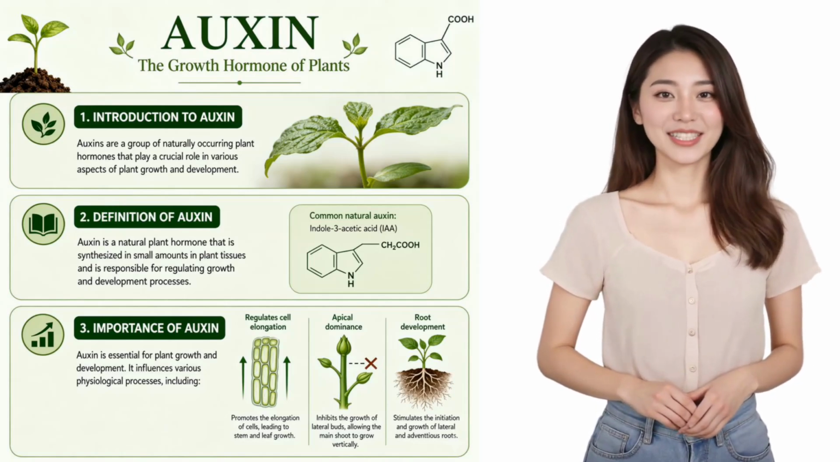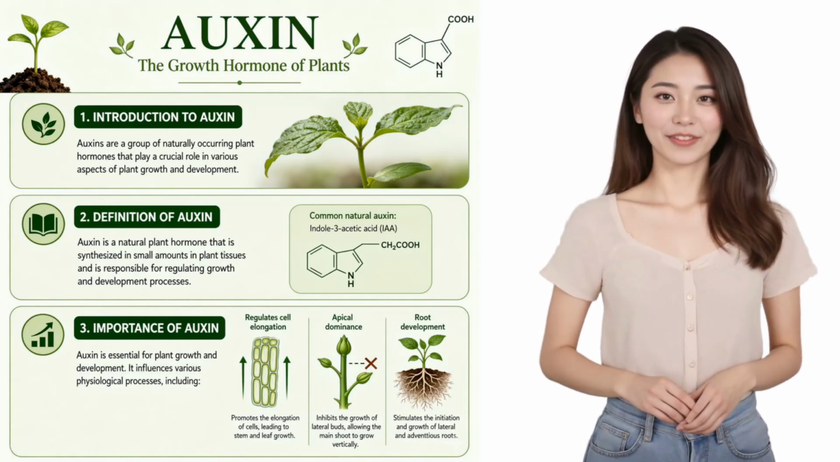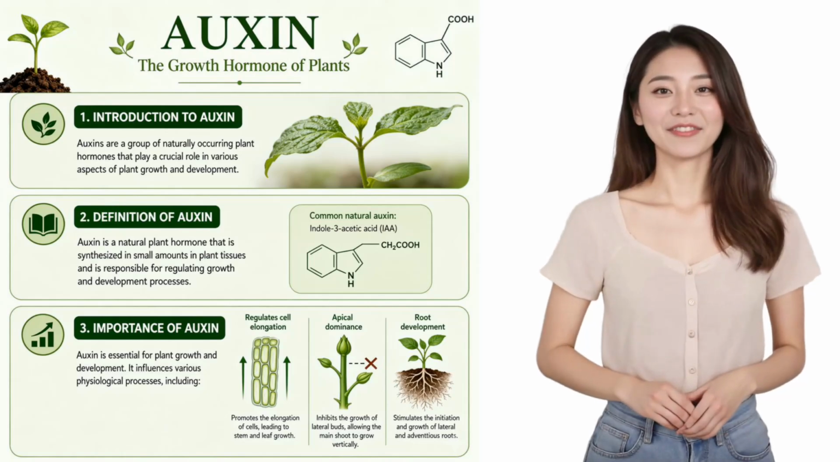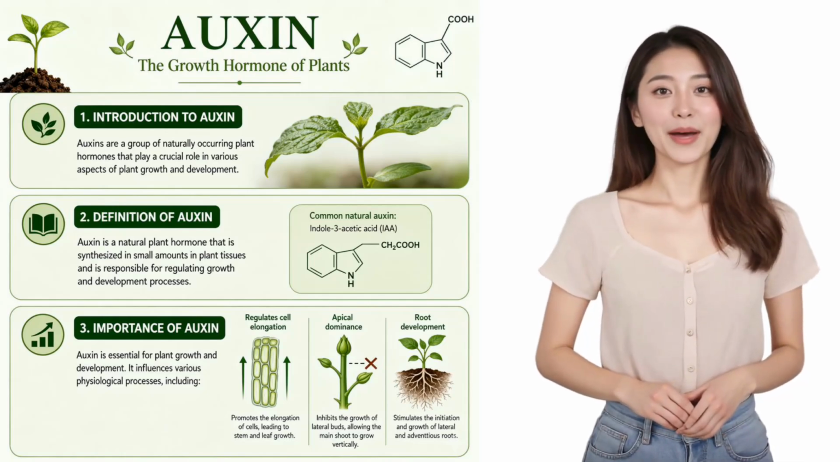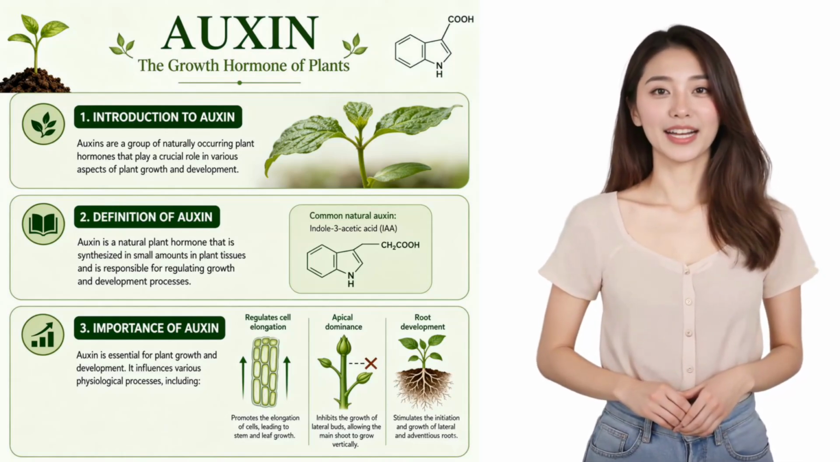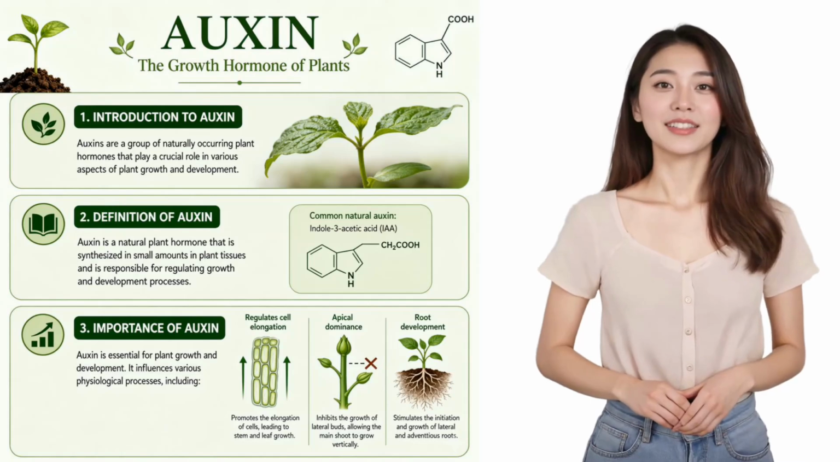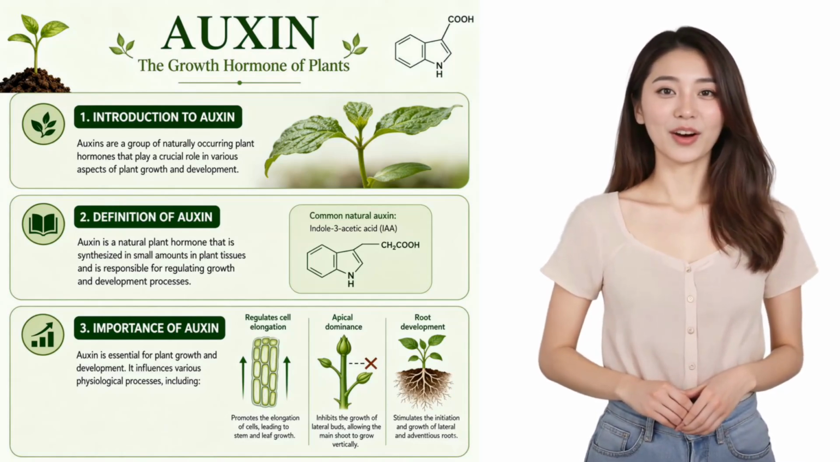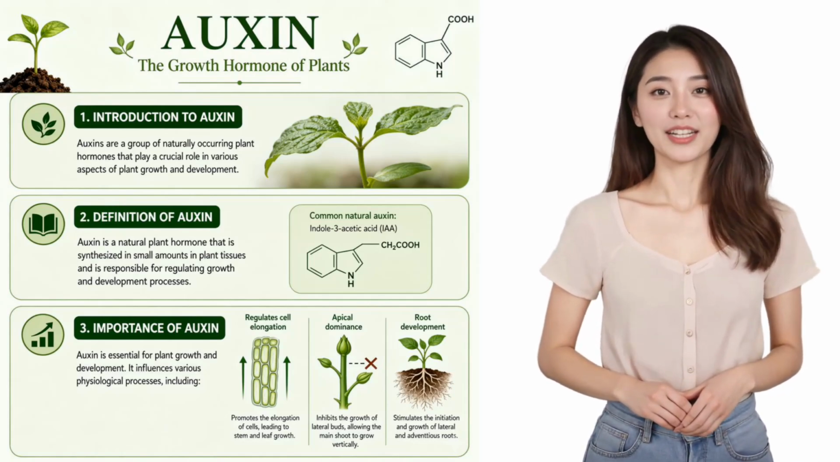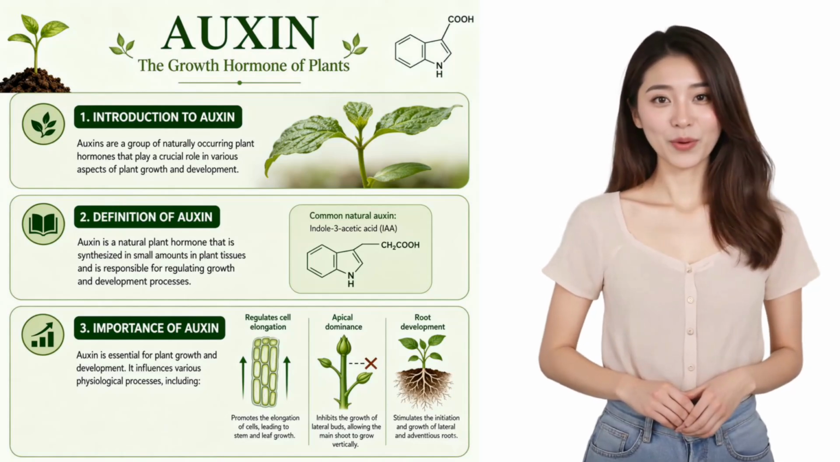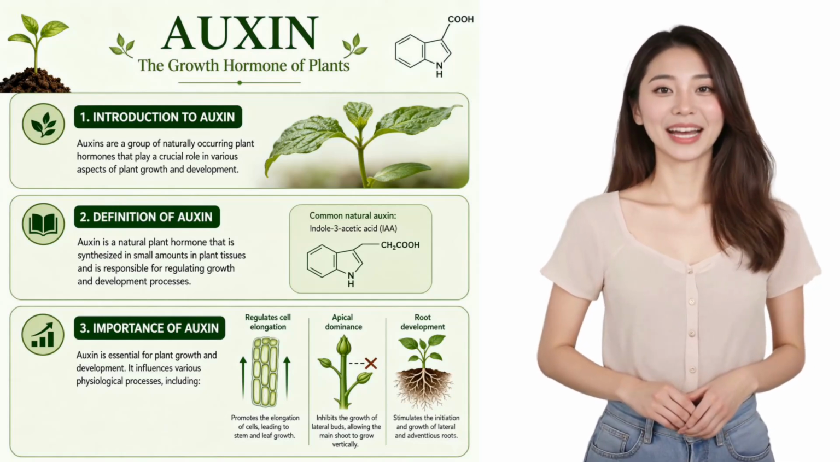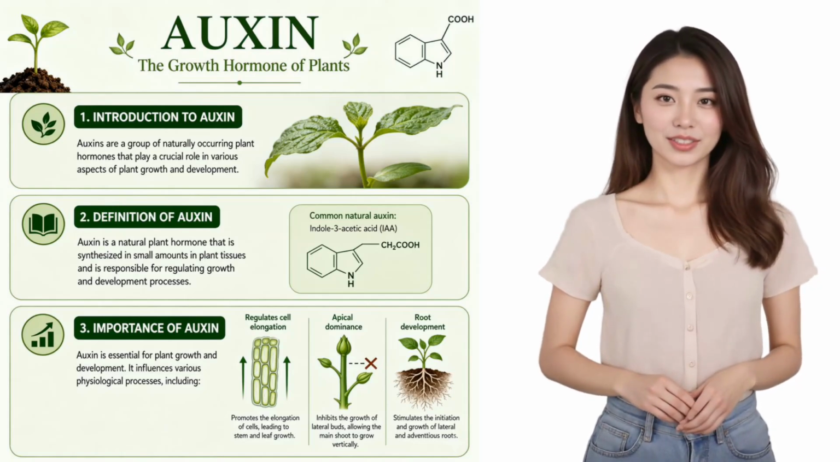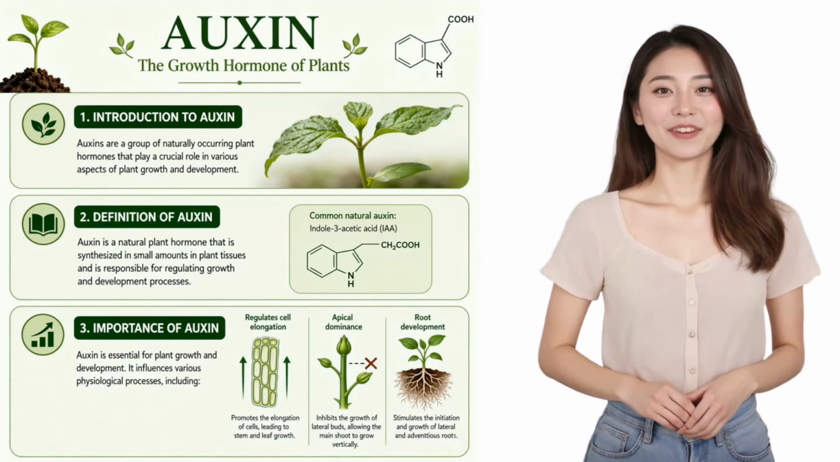They are present in trace amounts but have enormously powerful effects. Panel 2. Definition. Auxin is synthesized primarily in young, actively dividing tissues, particularly the shoot apical meristem and young leaves. It is then transported long distances to other tissues where it exerts its effects. The key point here is that auxin is not made where it acts. It travels.